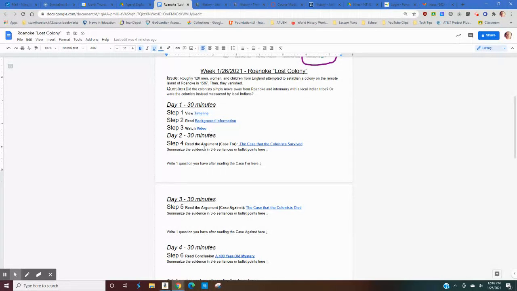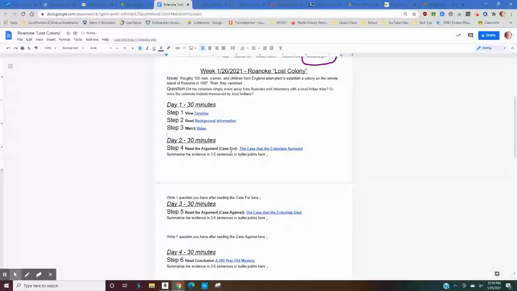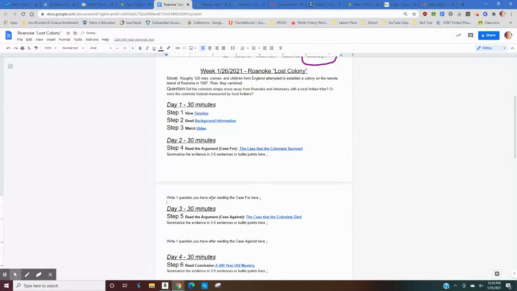So day 2, you're going to read the argument case 4, the case that the colonists survived. You're going to summarize that in 3 to 5 sentences or bulleted points and type them in here, but don't forget you have a question. When I graded some of these from last week, some people forgot to answer the question. Well, that's 5 points. So you want to remember to answer the question.